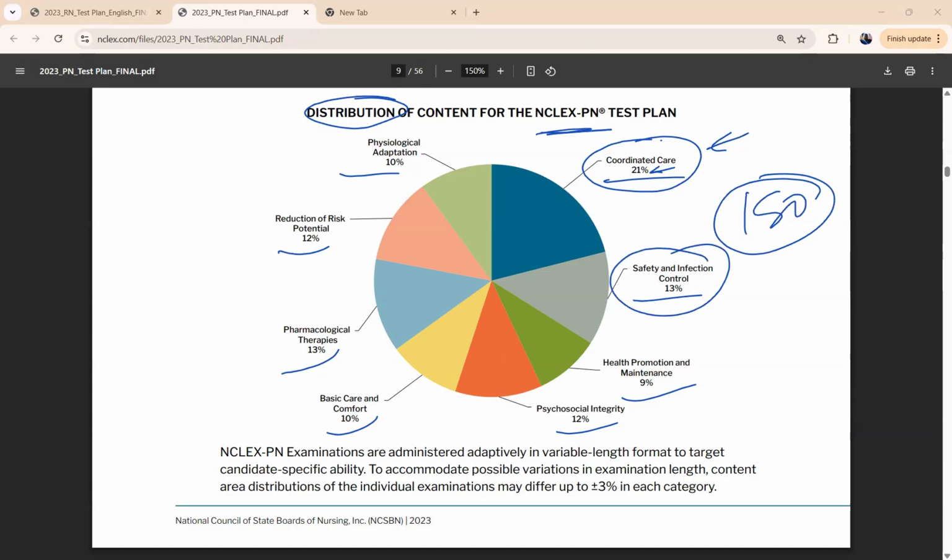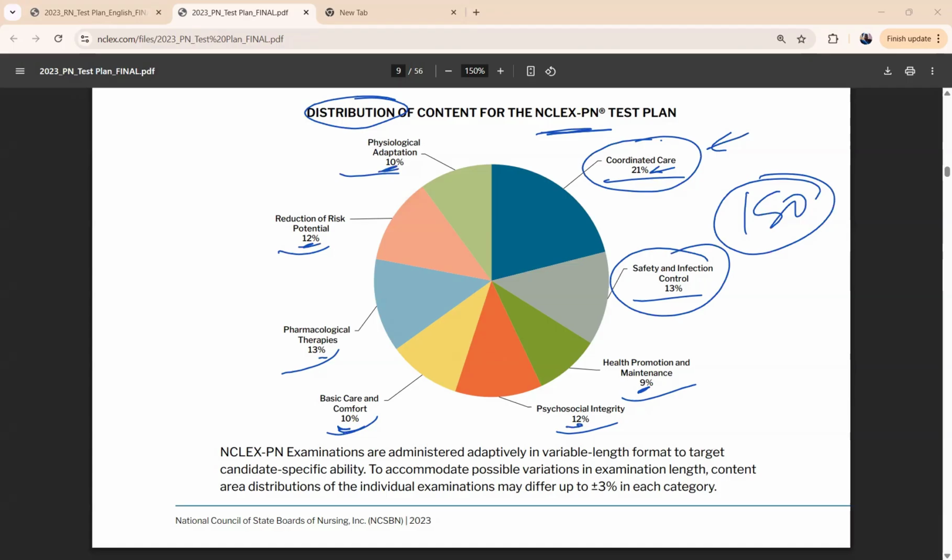Safety and infection control, 13%. We have 9% for health promotion, 12% for psychosocial integrity, 10% for basic care and comfort, 13% for pharmacology, 12% for reduction of risk potential, and then 10% for physiological adaptation.